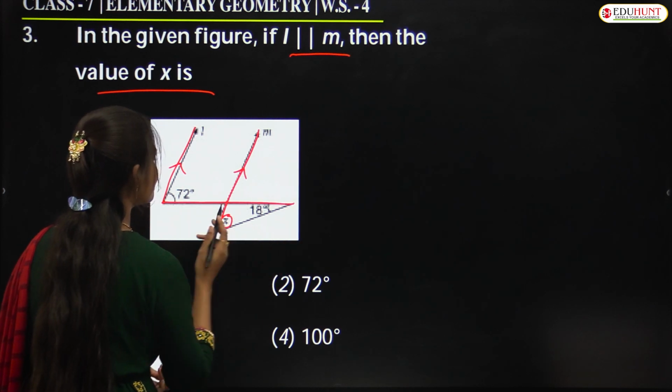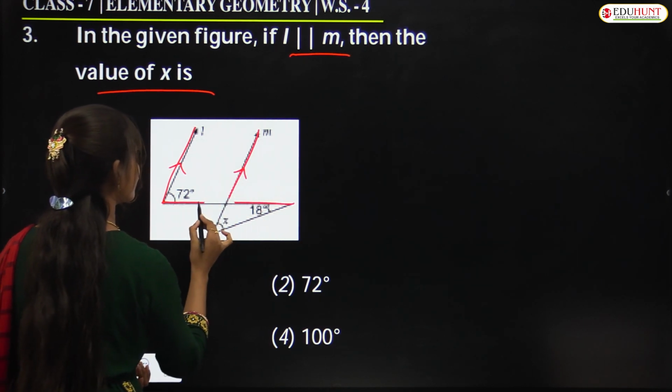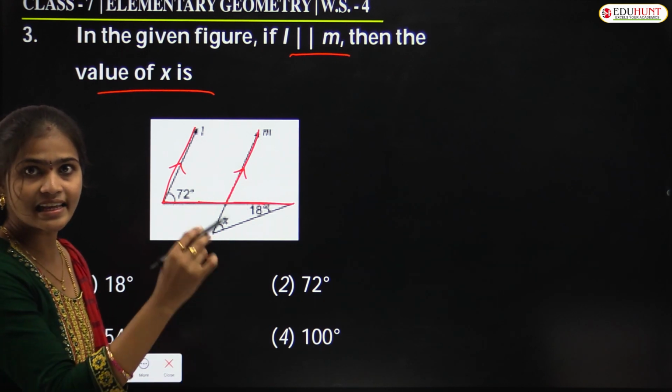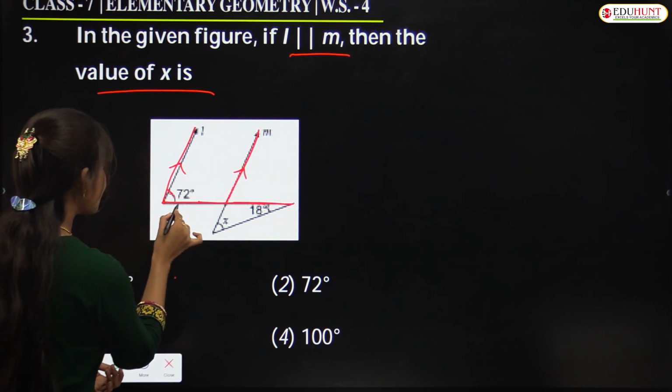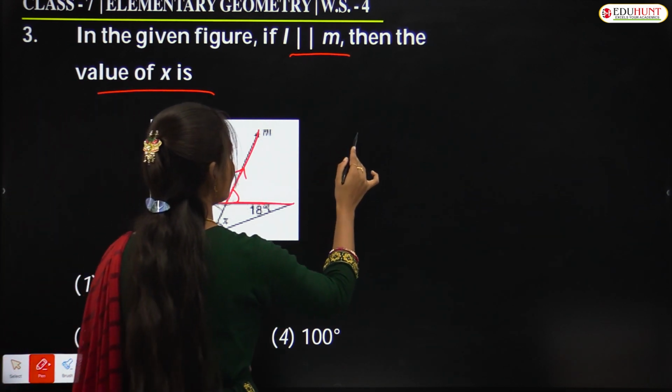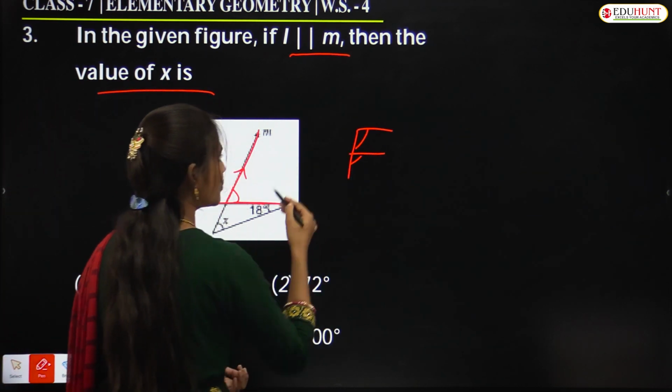Here again we can observe the F shape, yes or no, horizontal F. So easily we can say that these two are corresponding angles. F shape is there, no? So those two are corresponding angles.